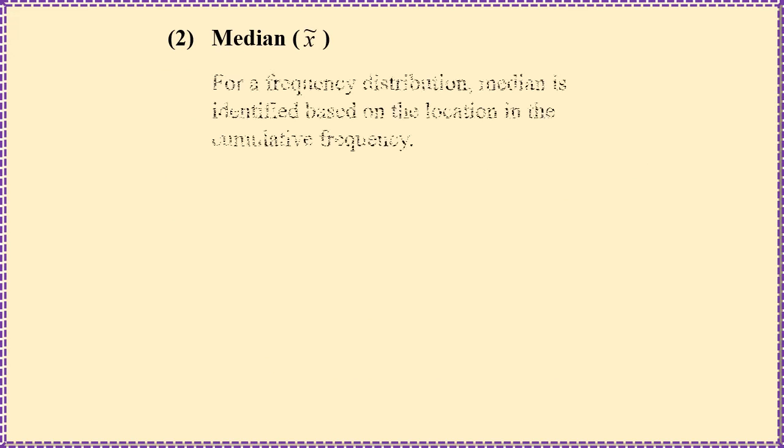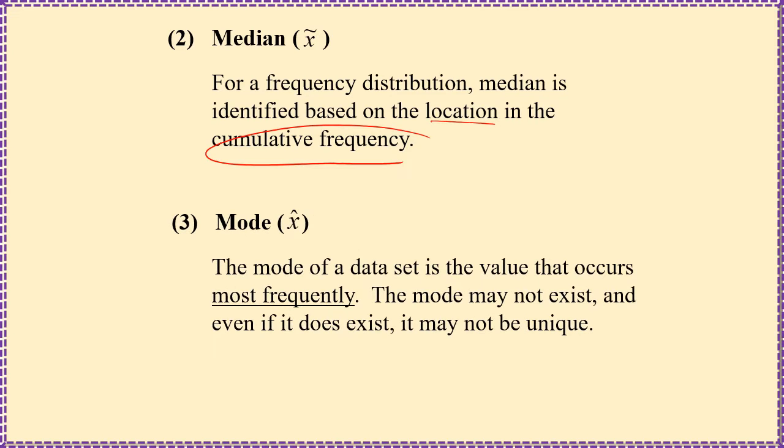For median, it will be the same as the previous one, but for a frequency distribution, median is identified based on the location in the cumulative frequency. Okay, and then for mode, the mode of the data set is the value that occurs most frequently. The interpretation and definition are the same, so it may not exist or it can be not unique.